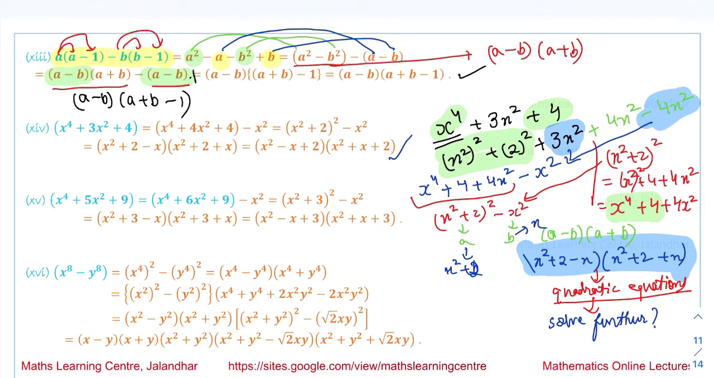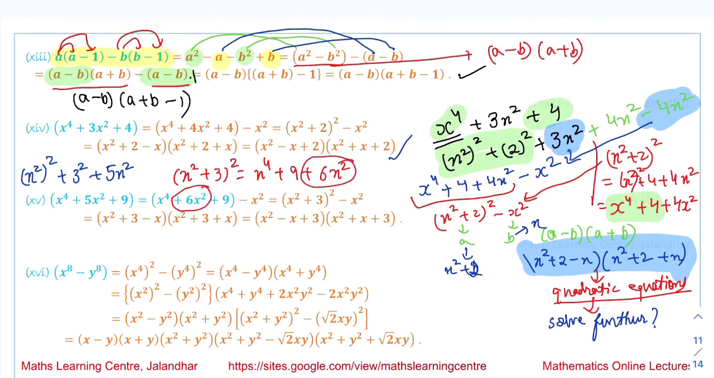Similarly, in the next question, it is x raised to the power 4 plus 5x square plus 9. So how we are going to adjust the terms is, it is (x raised to the power 2) whole square plus 3 square plus 5x square. The formula we are going to use is (x square plus 3) whole square, which is equal to x raised to the power 4 plus 9 plus 6x square. So we are going to add 6x square, and when you subtract 6x square, 5x square minus 6x square will be minus x square.